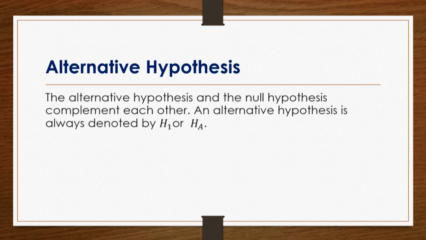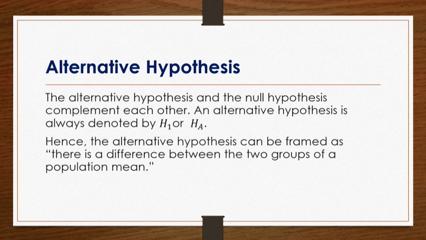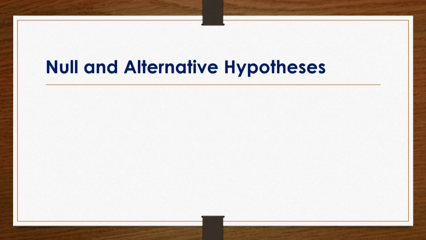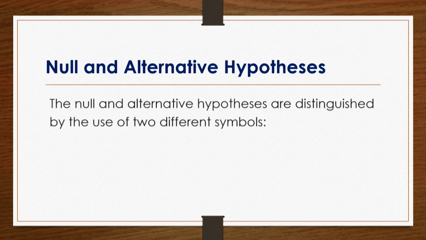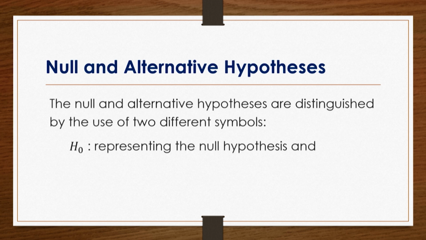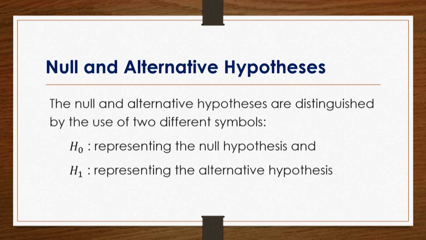Alternative hypothesis. The alternative hypothesis and the null hypothesis complement each other. The alternative hypothesis is always denoted by H1 or HA. Here the alternative hypothesis states that there is a difference between the two groups of a population mean. The null and alternative hypotheses are distinguished by the use of two different symbols, H0 representing the null hypothesis and H1 representing the alternative hypothesis.